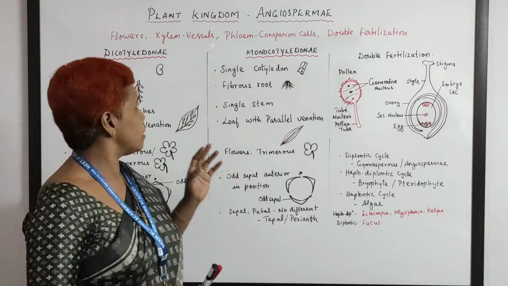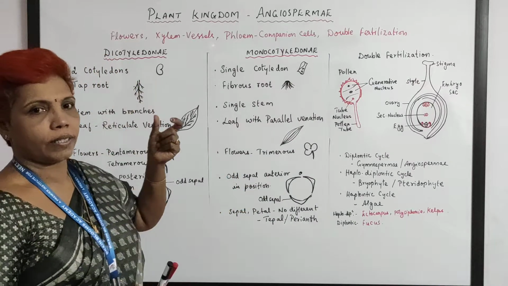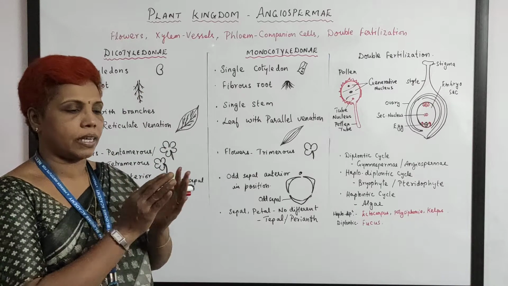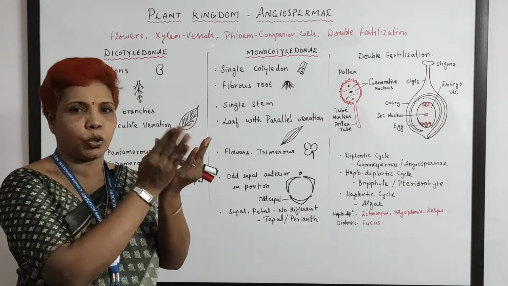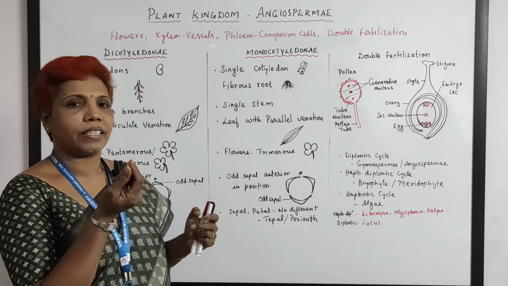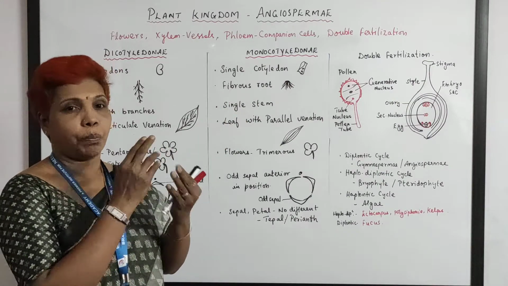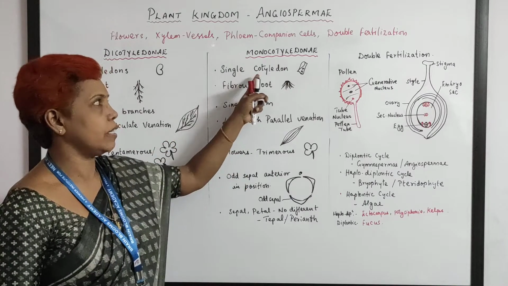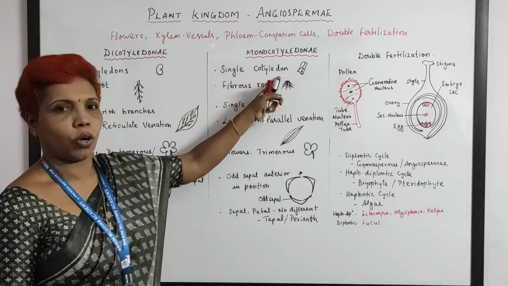Dicotyledons, in the sense they've got two cotyledons. So if you take a seed, you can just split it into two, that is dicots. Where you cannot split, like rice and wheat and all, you can just break but you cannot split. They are single cotyledonous, that is monocot.